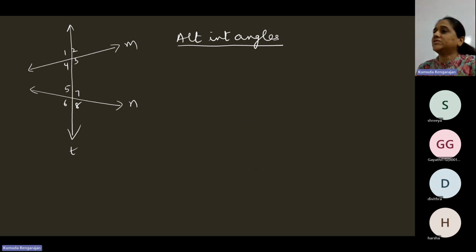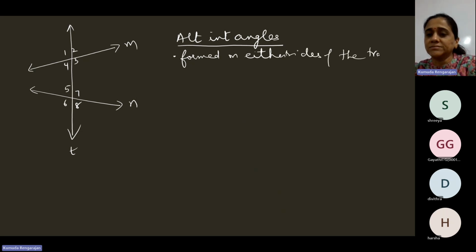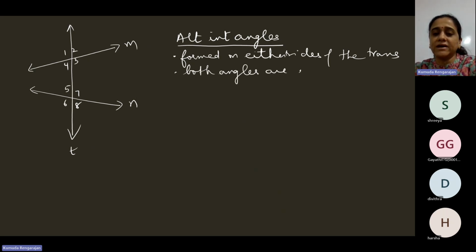And they'll have different vertices. So where are they formed? On either sides of the transversal. Both angles are interior angles, having different vertices.